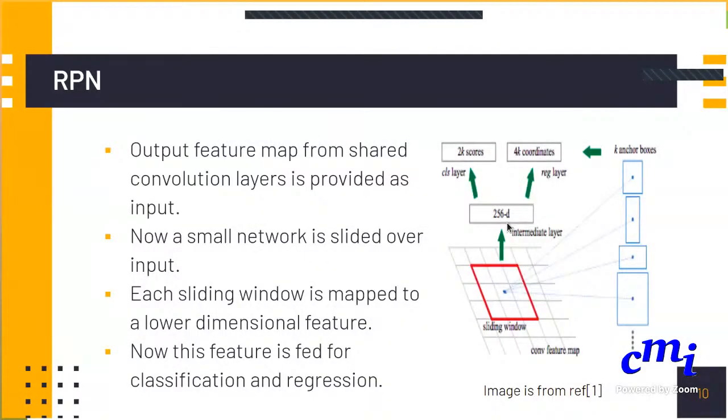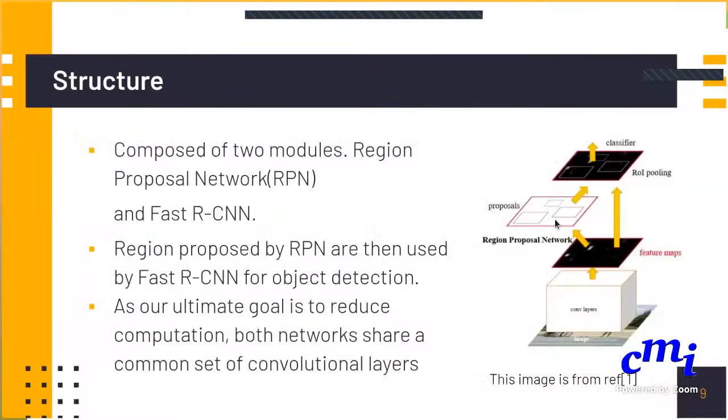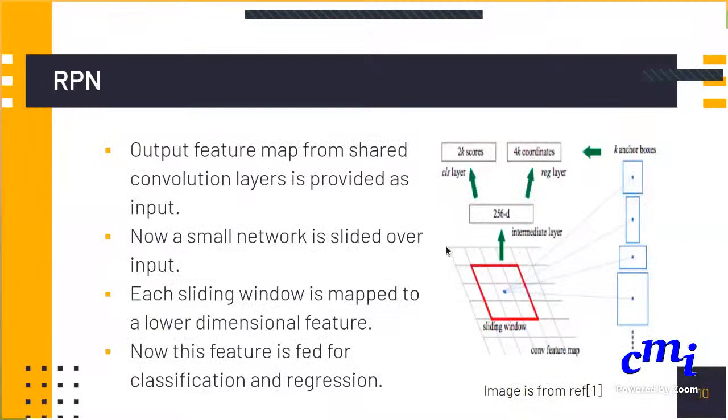So in RPN, as you can see, the feature map has been provided here. So this is a feature map, and we have a sliding window. That window basically contains one intermediate output for the complete CNN layer, and then they are sent to the two sister layers. One does the classification and one does the regression.